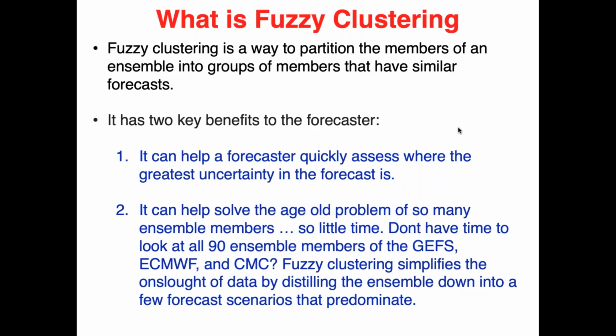Fuzzy clustering is a way to partition the members of an ensemble into groups of members that have similar forecasts. It has two key benefits to the forecaster. First, it can help forecasters quickly assess where the greatest uncertainty in the forecast is. Second, it can help solve that age-old problem of so many ensemble members, so little time. If you don't have time to look at all 90 ensemble members of the GEFS, European, and Canadian ensembles, fuzzy clustering can help simplify the onslaught of data by distilling the ensemble down into the few forecast scenarios that predominate in the ensemble.